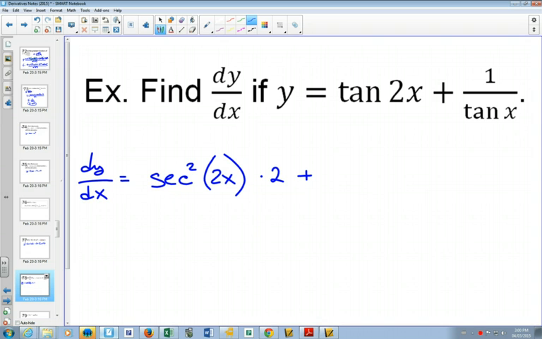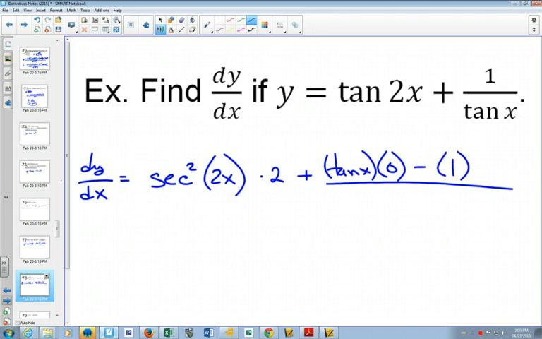Plus, then if we think of this as the quotient rule, keep the bottom the same times the derivative of the top, and the derivative of 1 would just be 0, minus keep the top the same, the derivative of the bottom is secant squared, all over the bottom squared.